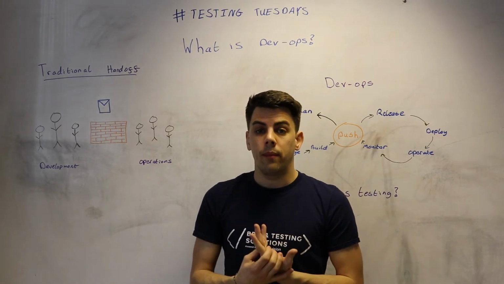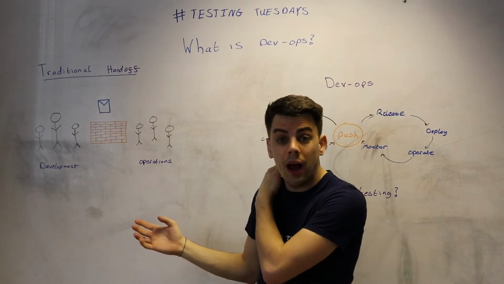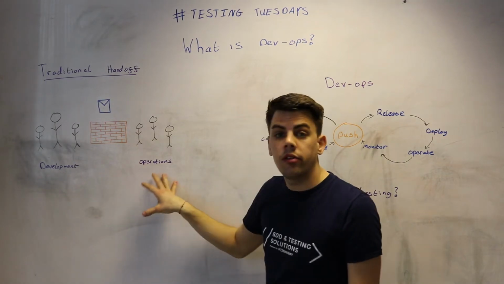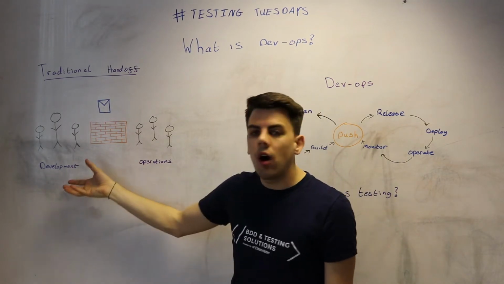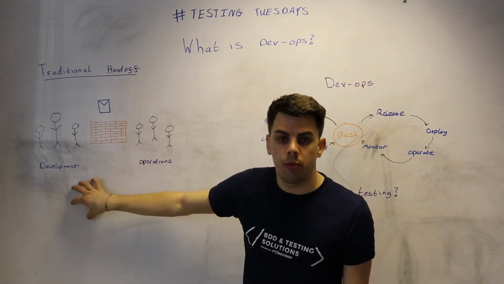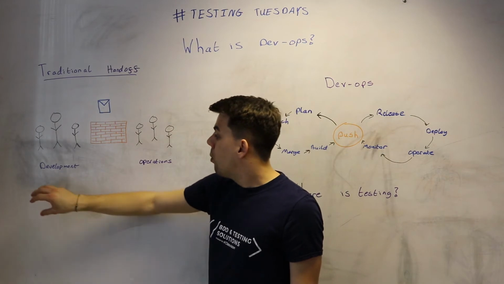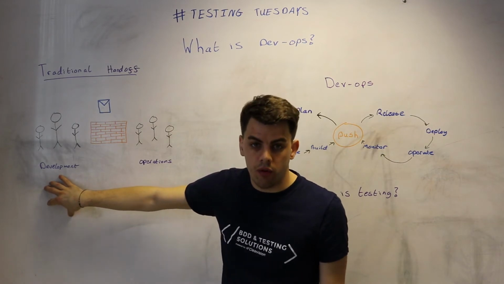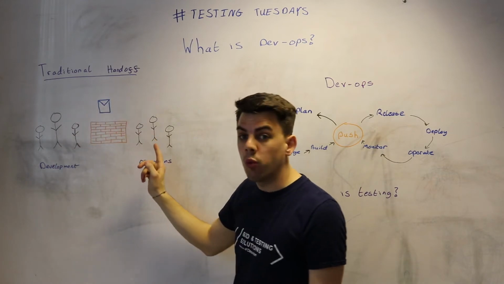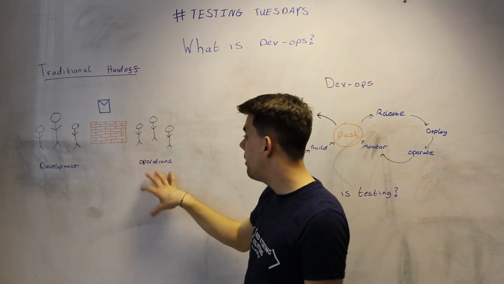So if we look at more of a traditional handoff, you have your development team over here and you have your operations team over here, and they're very siloed. There's not a lot of collaboration, not a lot of coherence between the 2 teams. Development are going to package the software. It's been coded, it's been tested, and they're going to throw it over this wall, this barrier between the 2 teams, into operations.